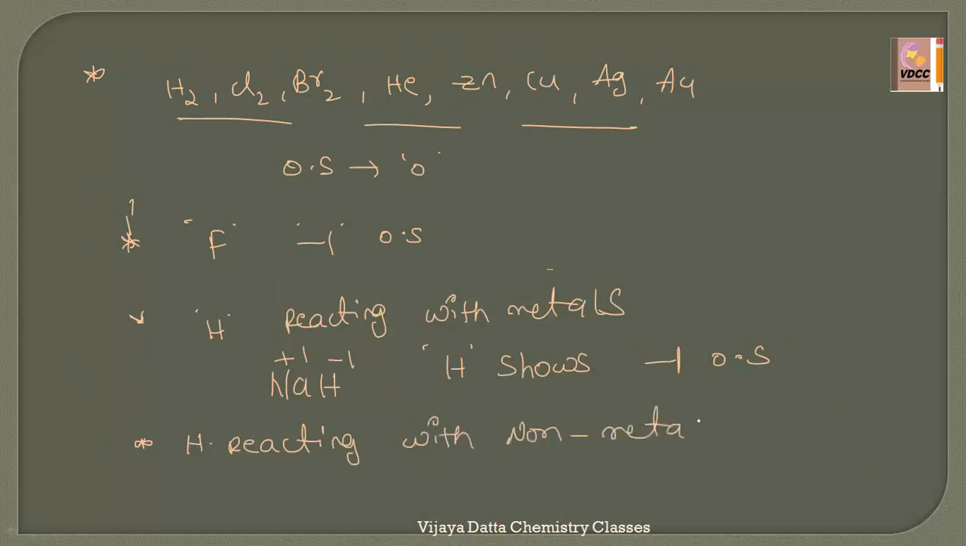And one more thing: hydrogen reacting with non-metals. Non-metals means chlorine, oxygen, fluorine or anything like that. Then hydrogen shows the +1 oxidation state. In H2O, oxygen is negative and hydrogen is +1. In HCl, hydrogen is +1. In HF, hydrogen is +1. So when it reacts with non-metals, it shows the +1 oxidation state. These are the normal and general principles.